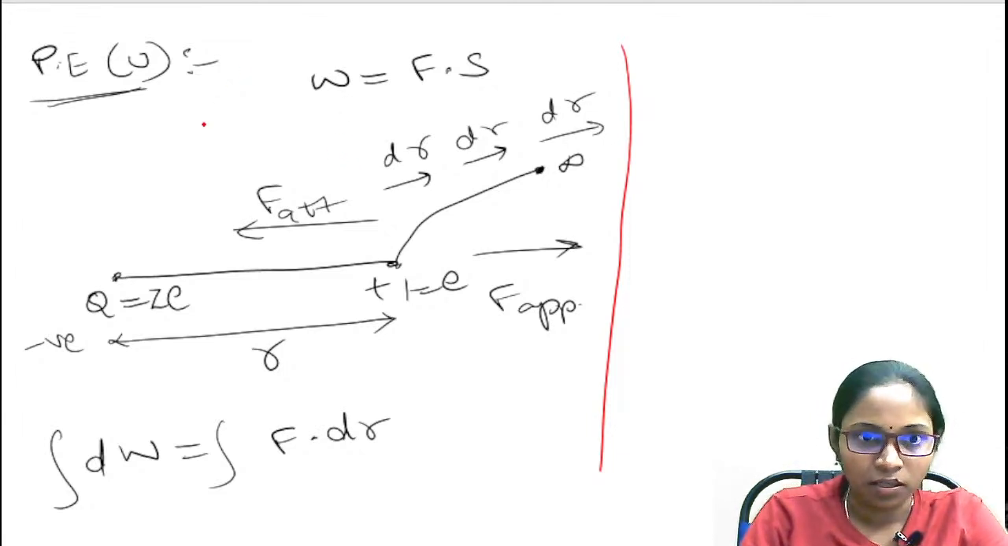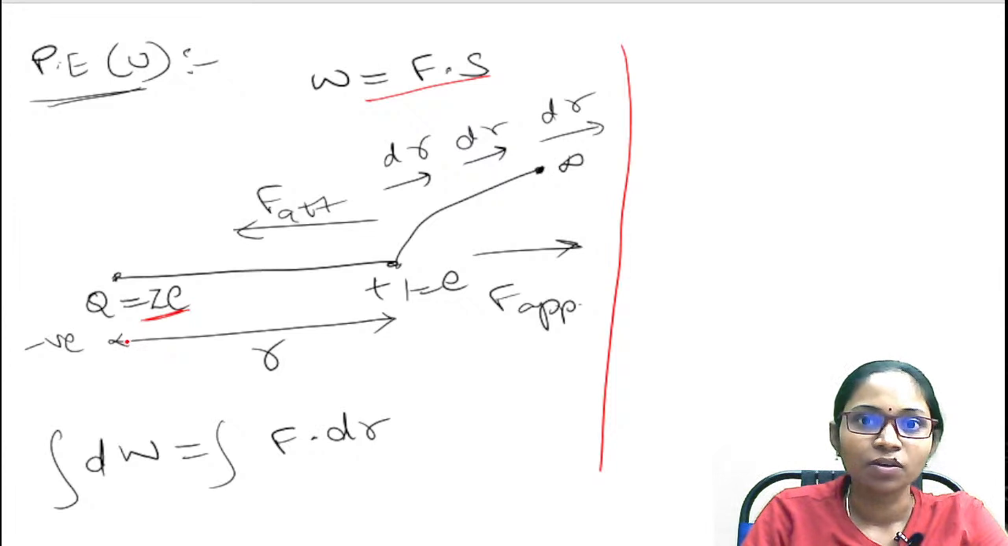Okay. As we know, the work done is the scalar product of force and displacement. Here I am taking a source charge, which is nothing but a nucleus of positive charge, and a test charge, which is an electron. The distance between these two charges is r. I just want to bring this test charge to infinity.